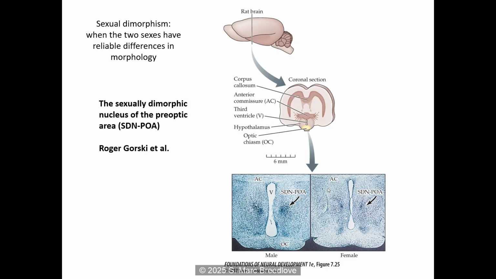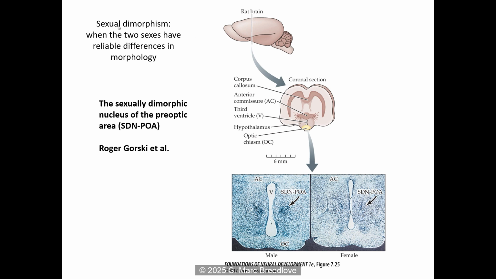But once people did start looking, it turned out that there were parts of the brain where you could look at a microscope slide without a microscope. Just hold up the slide to a light, and you could tell whether that was a male brain or a female brain. And the best studied example of this, and these were called sexual dimorphisms.